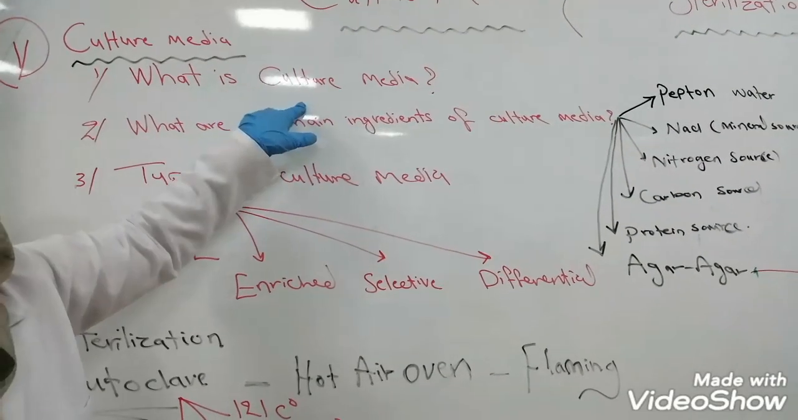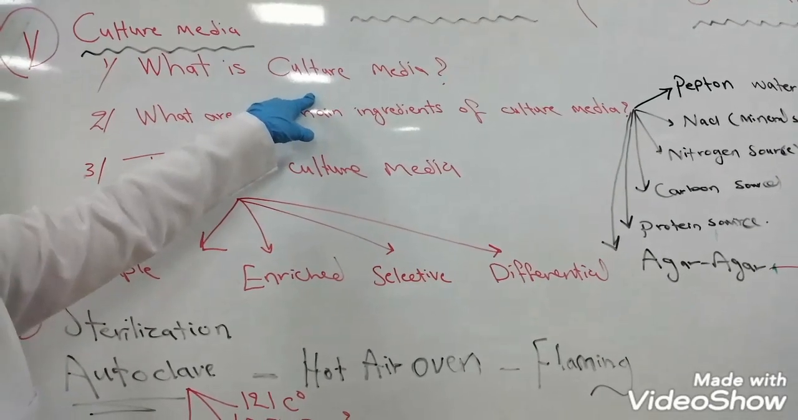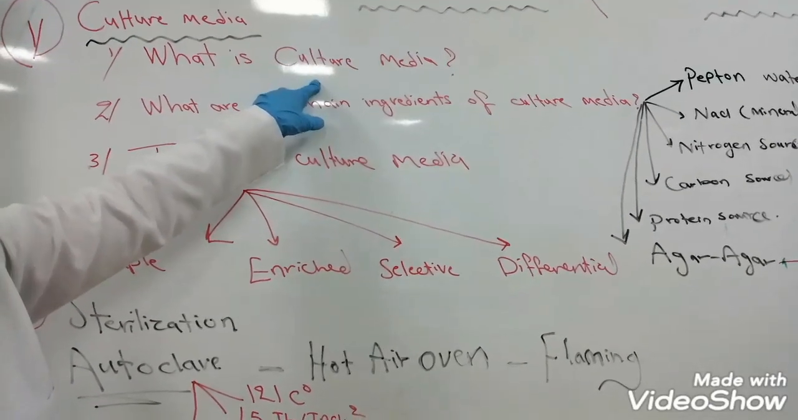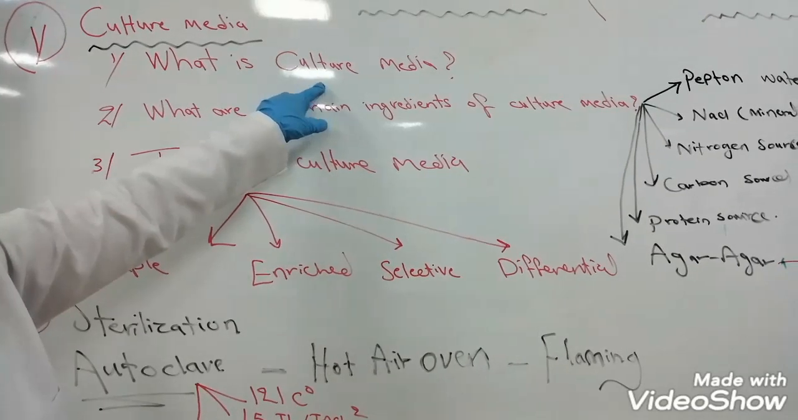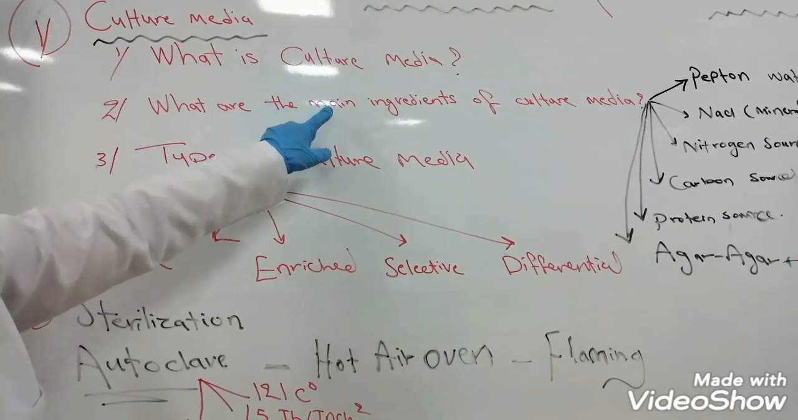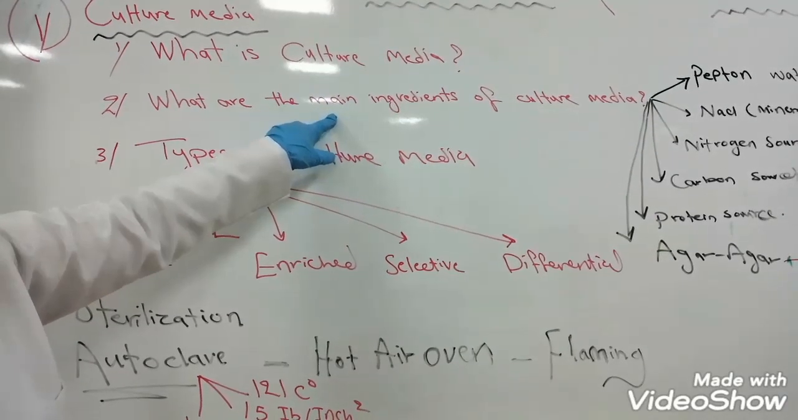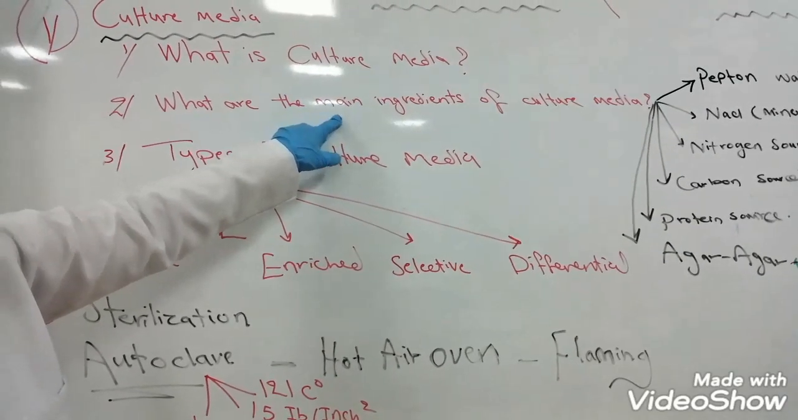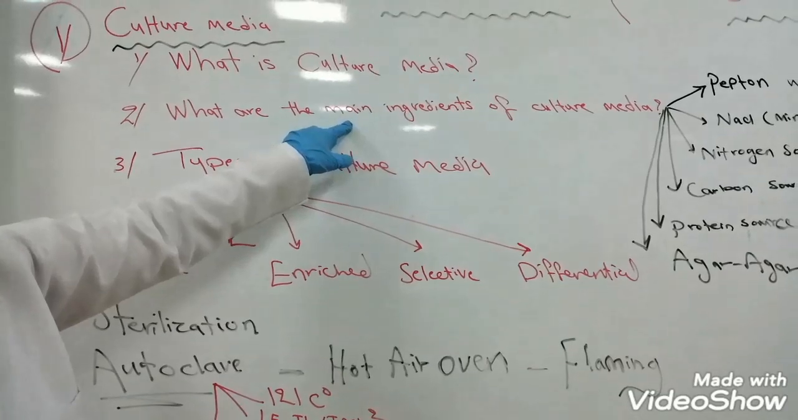Culture media is the nutrient substance that's used for isolation, identification, and growing of microorganisms. So it is a nutrient substance for microbes. And we have different ingredients for culture media according to the metabolic pathways and the requirements of the microorganisms.